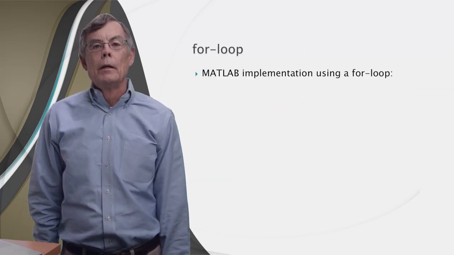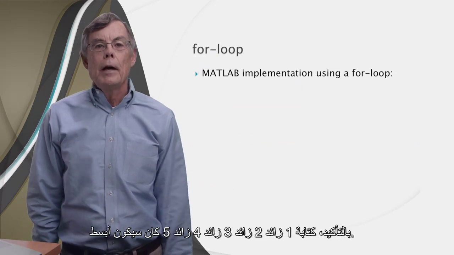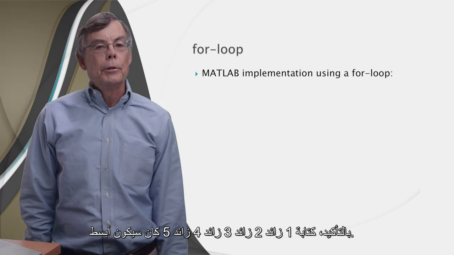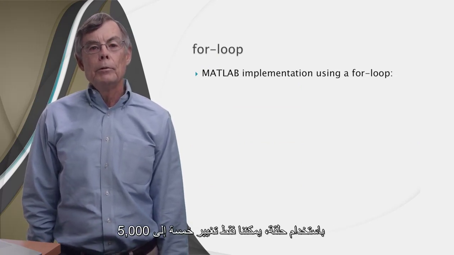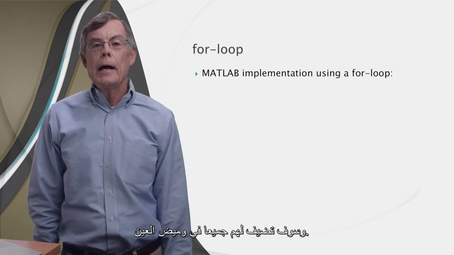You may say this was a complicated way to add 5 integers, and you're right. Sure, typing 1 plus 2 plus 3 plus 4 plus 5 would have been simpler. But suppose we wanted to add the first 5,000 numbers. Using a loop, we can just change the 5 to 5,000 and it'll add them all up in an eye blink.